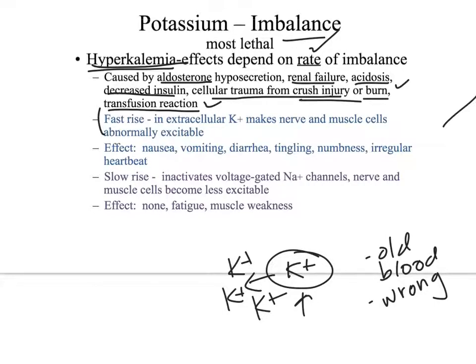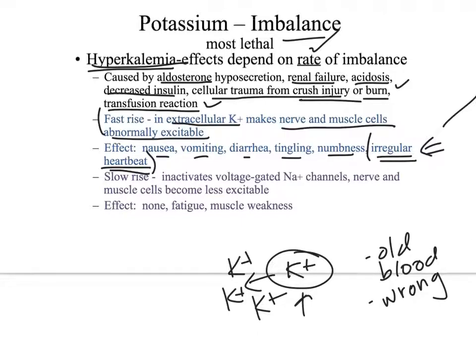If it rises fast, the extracellular potassium makes nerves and muscle cells abnormally excitable. They're ready to go. It's not going to take much to stimulate them. It starts out causing nausea, vomiting, diarrhea, tingling, numbness. But the worst part is it can cause irregular heartbeat if it's bad enough, and that's what makes it lethal.